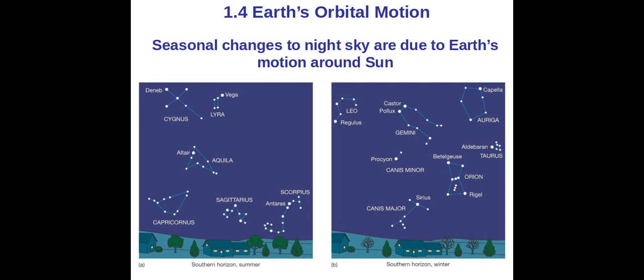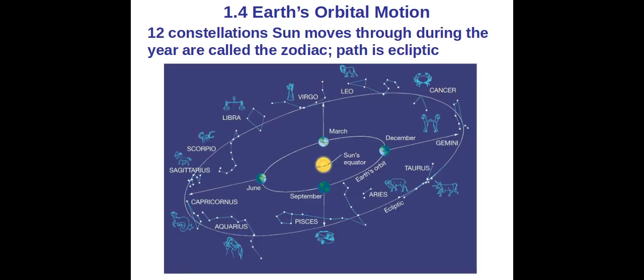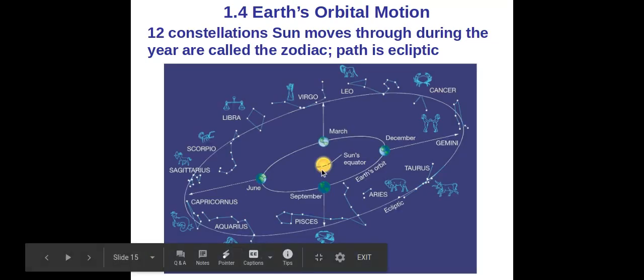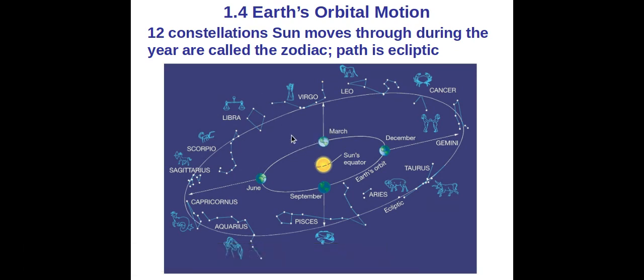Seasonal changes to the night sky are due to the Earth's motion around the sun. This kind of shows that. We're always seeing things that are pointed away from the sun, and this kind of shows that because we see things in space at night. Like right now we're over here in April, so we would be looking out this way.